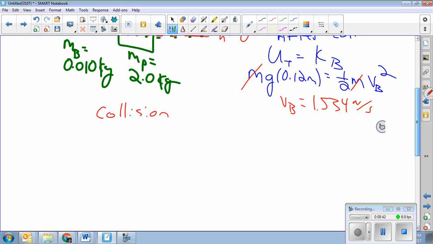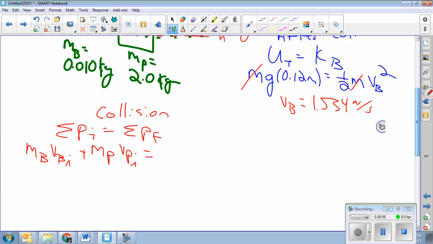here's what I know. I know that the total momentum before the collision has got to equal the total momentum after the collision. That means the mass of the bullet times the velocity of the bullet initially, plus the mass of the pendulum times the velocity of the pendulum initially, has got to equal the mass of the bullet times the velocity of the bullet final, plus the mass of the pendulum times the velocity of the pendulum final, right?